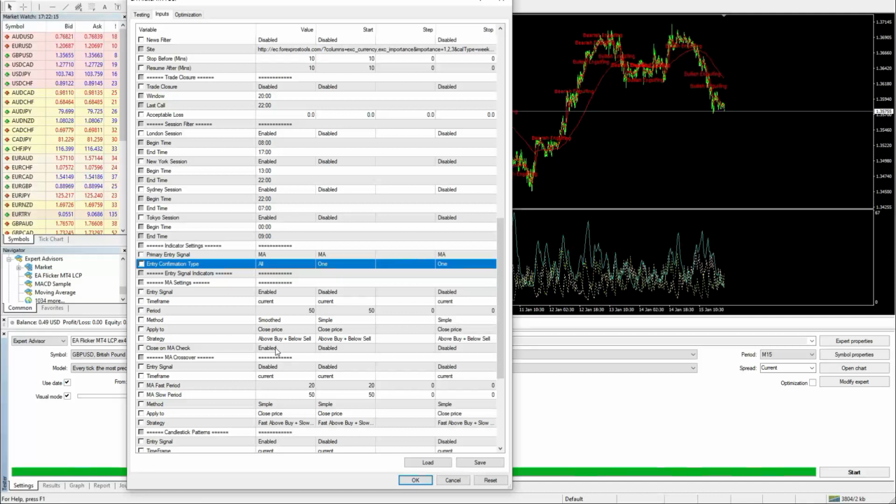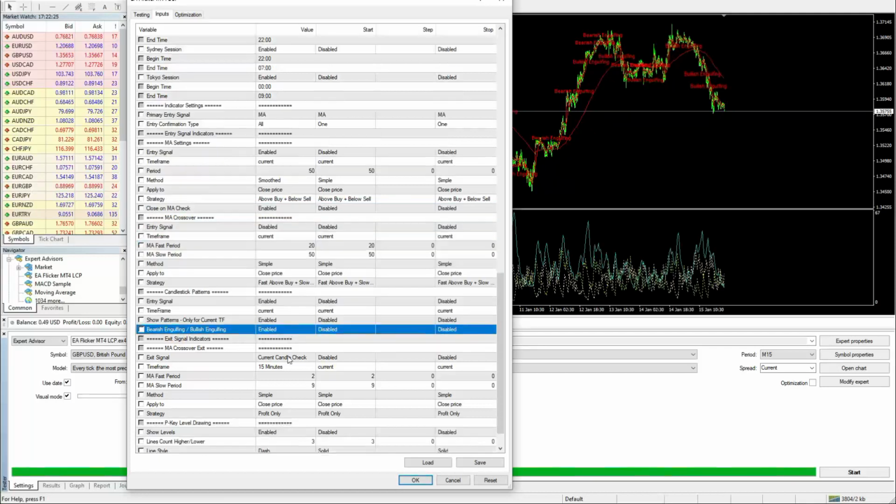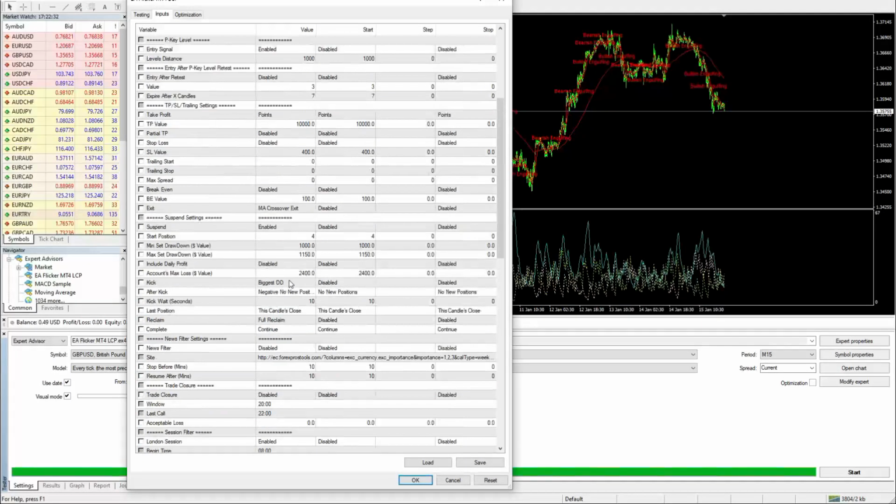Okay, and you can play with this. MA crossover, candlestick patterns. I've only given you one because we are just using this in this strategy. And then it comes to the exit signal indicator. This is where you set it as well. Now the exit signal indicator will not work if this is not enabled. So double check if you have this enabled or it is still disabled. If this is set as disabled, your exit signal indicator will not work at all. So do check this out.